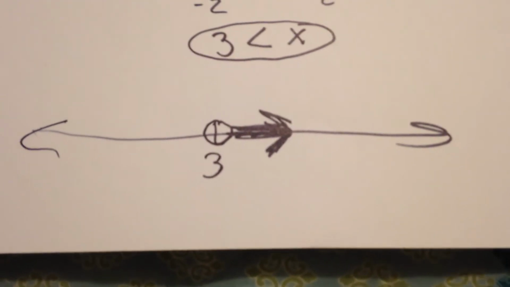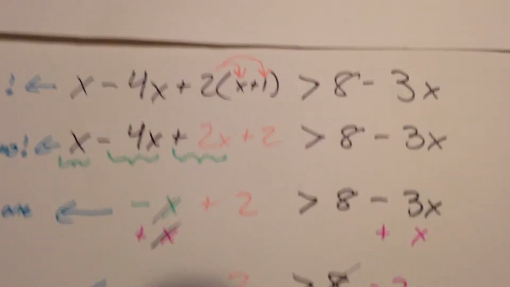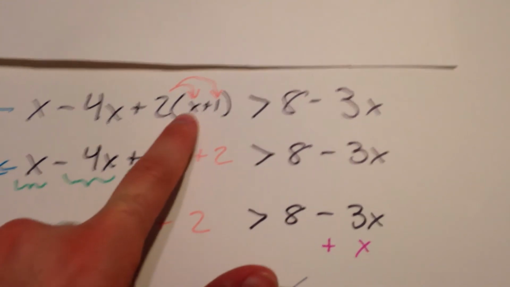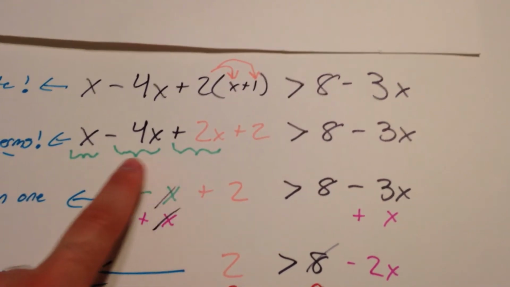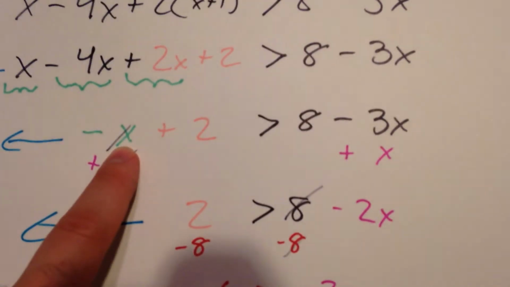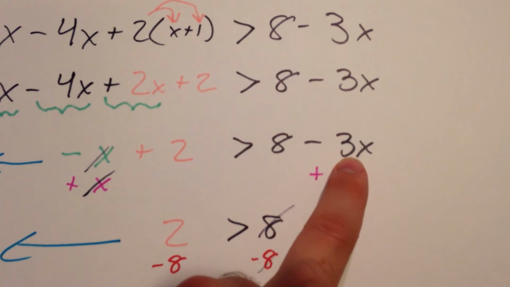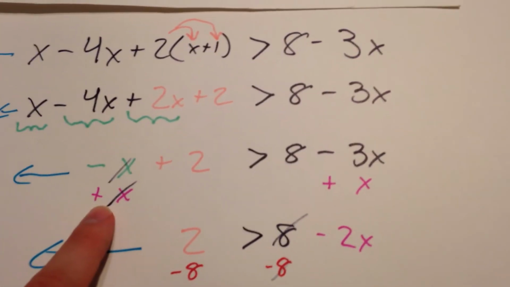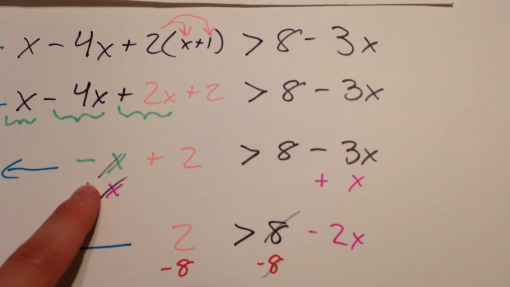Okay, all right. And so again, just to walk through this whole problem real quick, one more time. I started at the top. I distributed the 2 into here and got 2x plus 2, which is in this pink here. I combined my like terms, all the things with x's, and then ended up getting negative x, which is here in the green. Okay, so I got negative x plus 2 is greater than 8 minus 3x. And then I wanted to get the variable on one side, and so I decided to add x to both sides. You could have decided to add 3x to both sides, but I decided to add x.